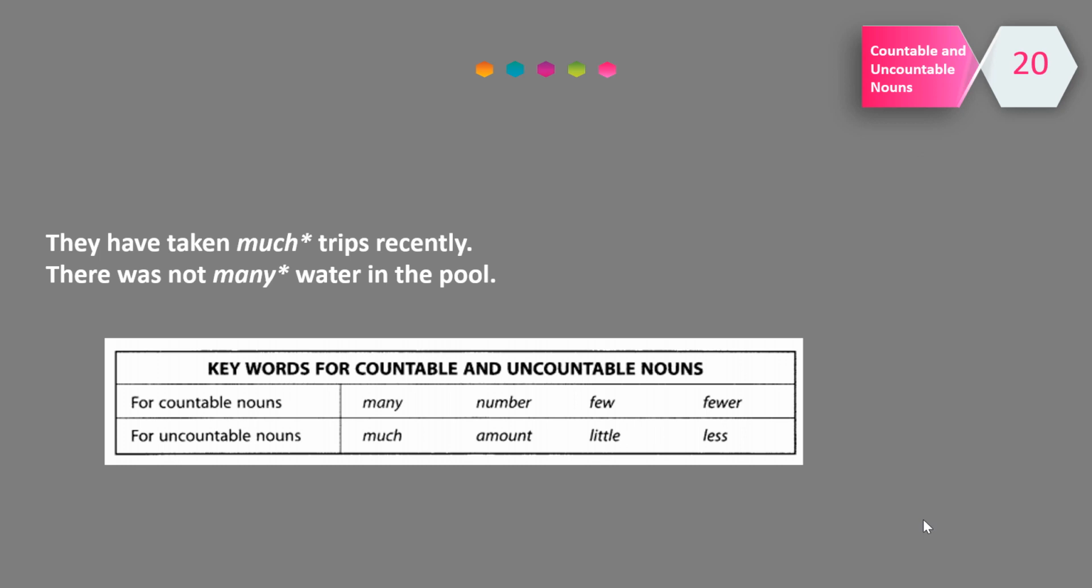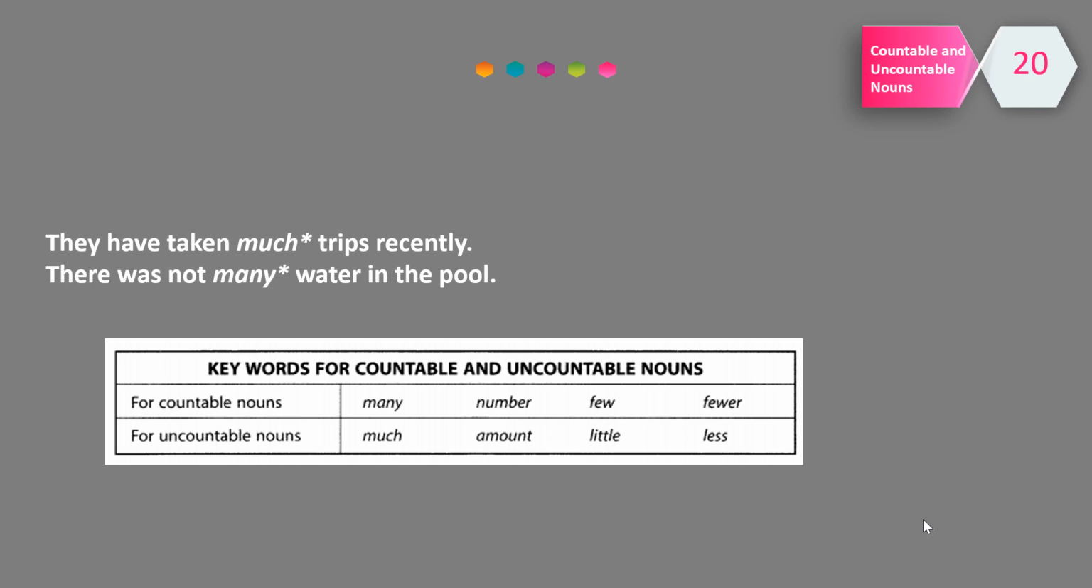The last lesson of today's explanation. Scale 20, countable and uncountable nouns. They have taken much trips recently. There was not many water in the pool. Have a look at those sentences, those examples. Those two sentences have an asterisk.